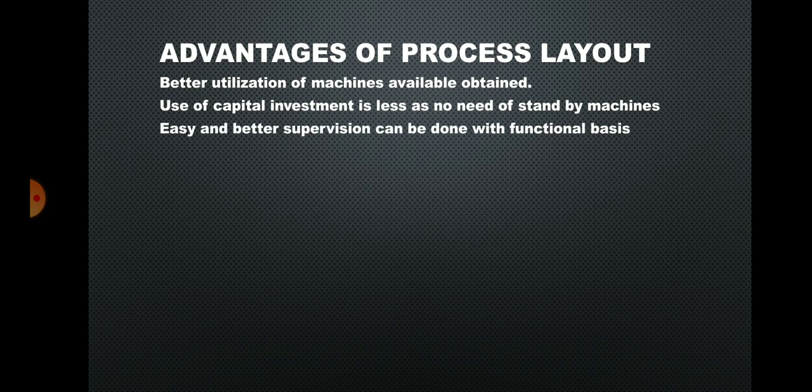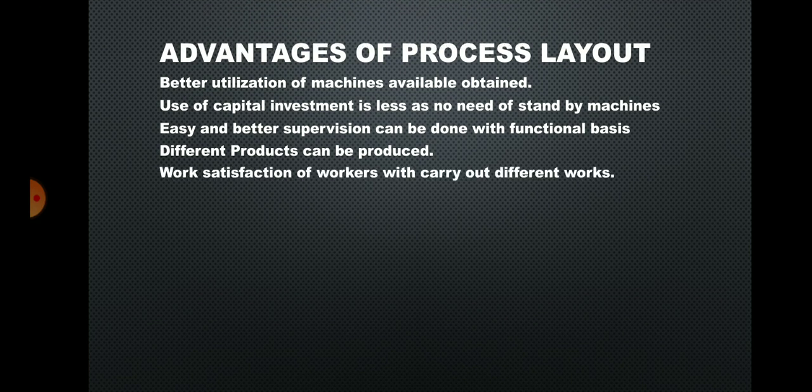Easy and better supervision can be done on a function basis. Whatever the function required, the supervisor can supervise the machinery and tools. Different products can be produced with different types of machines. We can manufacture different types of product at the same place. Work satisfaction of workers, as they carry out different work. A person becomes bored in product layout, while in process layout, he has to work on different machines, so the boredom can be eliminated.